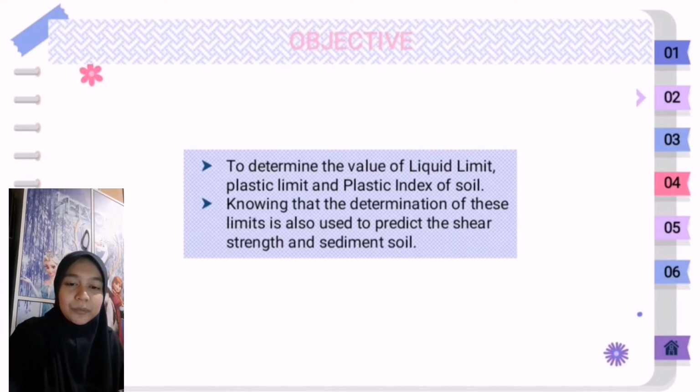The objective of the Atterberg limit test is to determine the value of liquid limit, plastic limit, and plasticity index of soil. And the determination of these limits is also used to predict the shear strength and settlement of soil.